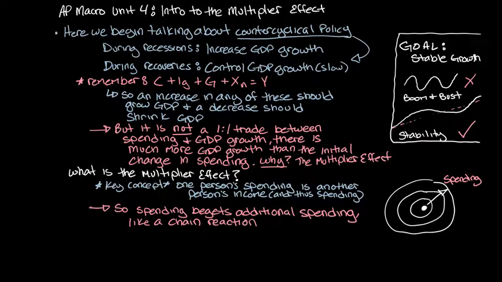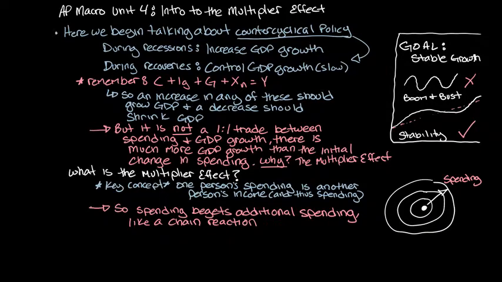The problem, and the thing that makes it a little bit more complicated, is that a change in consumer spending or a change in government spending doesn't lead to a one-to-one trade-off between spending and GDP. So an increase of investment spending by $1 actually increases GDP by substantially more than $1. So it's a little bit more tricky than that simple formula would lead you to believe.